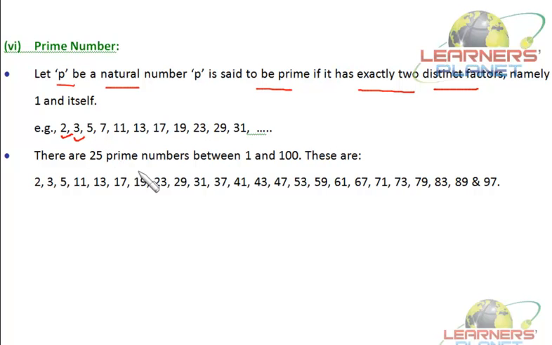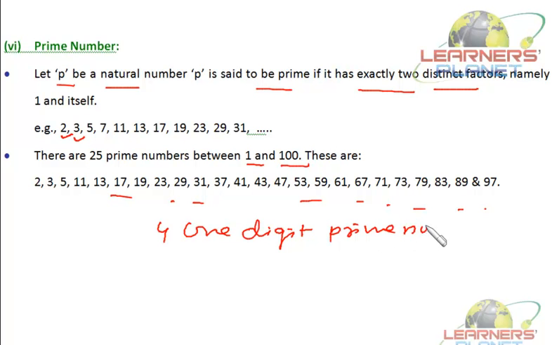Okay friends, so if we are going to calculate the prime numbers between 1 and 100, these are 2, 3, 5, and you can see this sequence. In all there are 25 prime numbers. So precisely there are 4 one-digit prime numbers, that is 2, 3, 5 and 7, and 21 two-digit prime numbers.